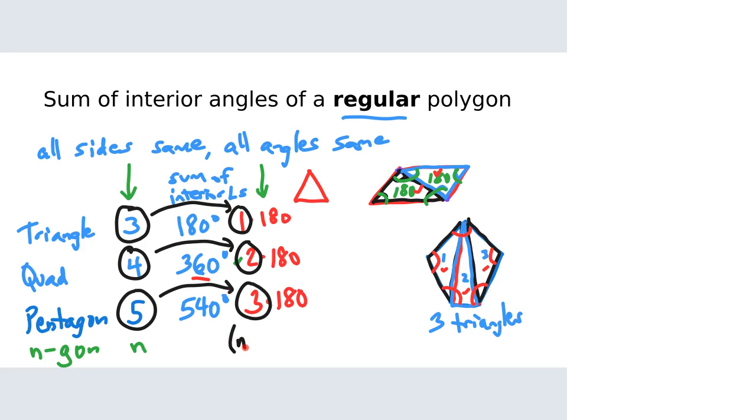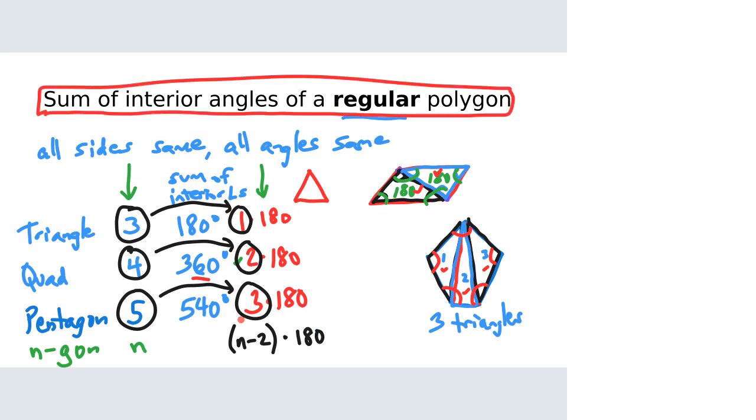So if I take the number of sides and subtract 2 and multiply that by 180, that's going to give me the sum of the interior angles of a regular polygon. And that's going to be the formula that we come up with here. The sum of the interior angles of a regular polygon is going to be found using this formula right here. N minus 2 times 180. And 180 times n minus 2 works just as well.